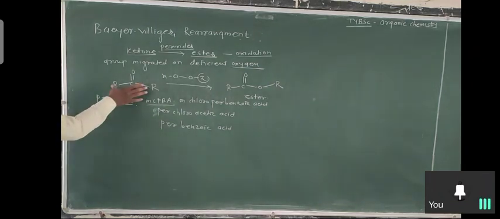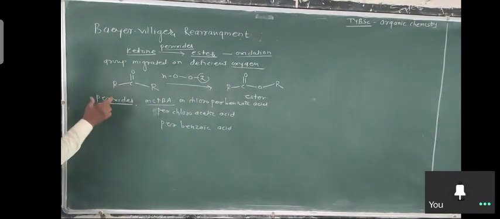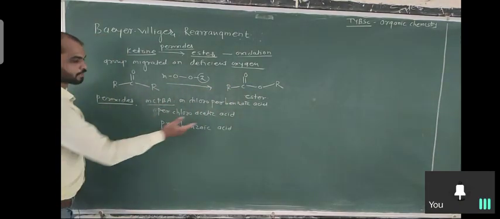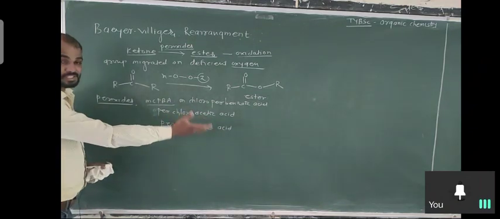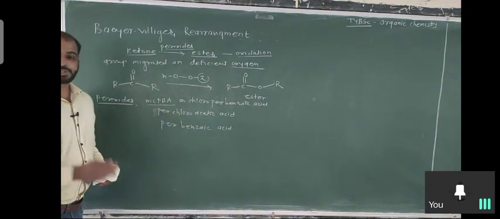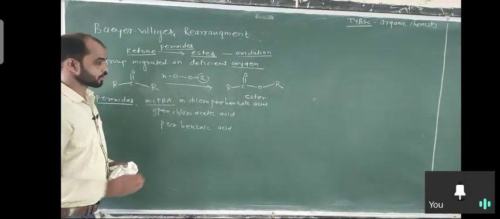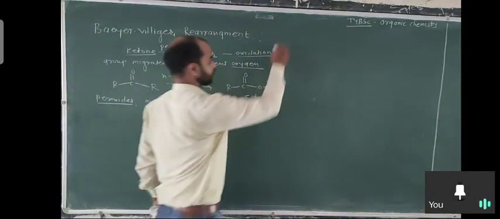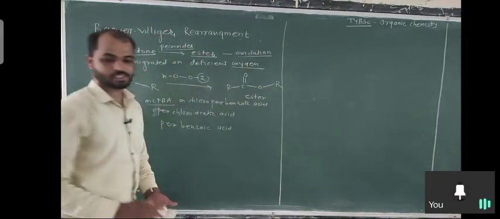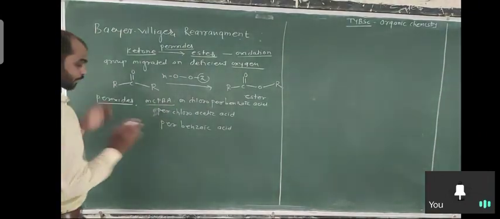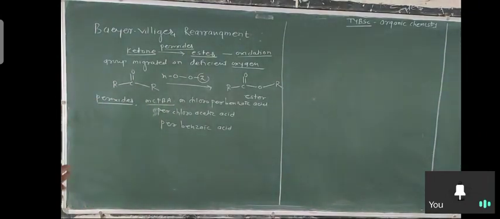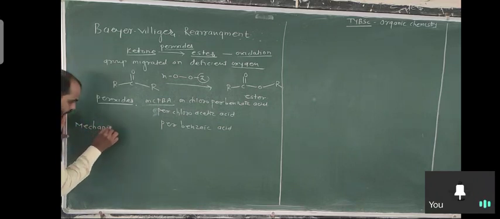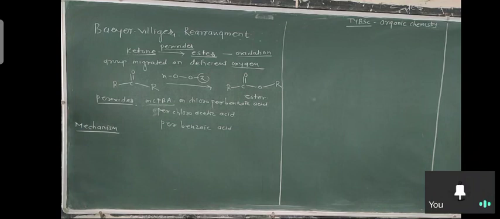So it is a general reaction, ketones converted into esters. Which peroxides are used? Basically perbenzoic acid, perchloroacetic acid, or metachloroperbenzoic acid, MCPBA, is also used as a reagent. So this is a general reaction. Now we are going to discuss the mechanism. For that, suppose we take an example. So next is the mechanism. What is the mechanism?